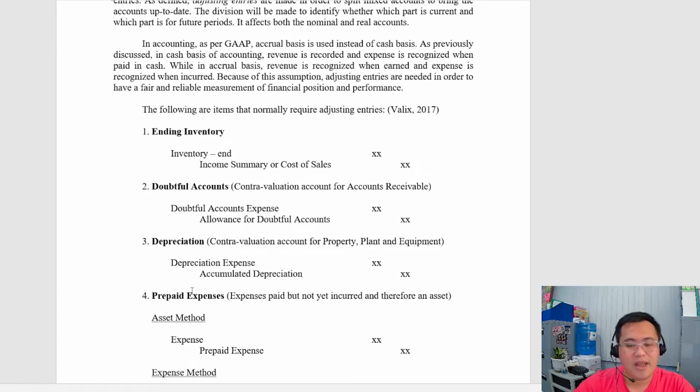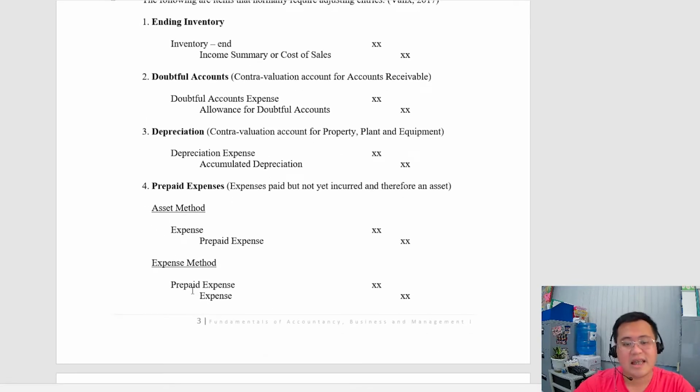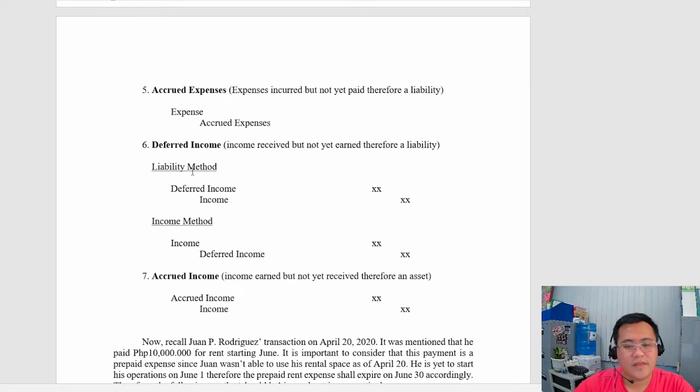Okay, next we have prepaid expense. I think I have discussed this in the previous lessons. For prepaid expense, we have two methods, asset method and expense method. For the expense method, we debit expense, then credit the prepaid expense. But for the asset method, we debit prepaid expense instead, and then credit the expense account. For accrued expenses, we debit the expense account and credit the accrued expenses. For deferred income, under the liability method, we debit income, credit deferred income, and then for the income method, we debit deferred income and credit income.